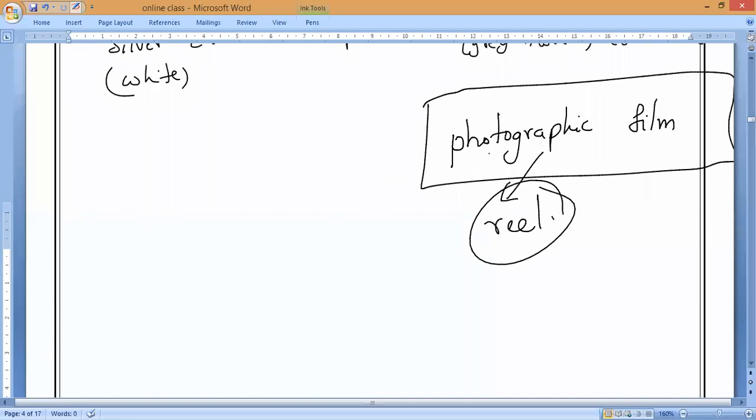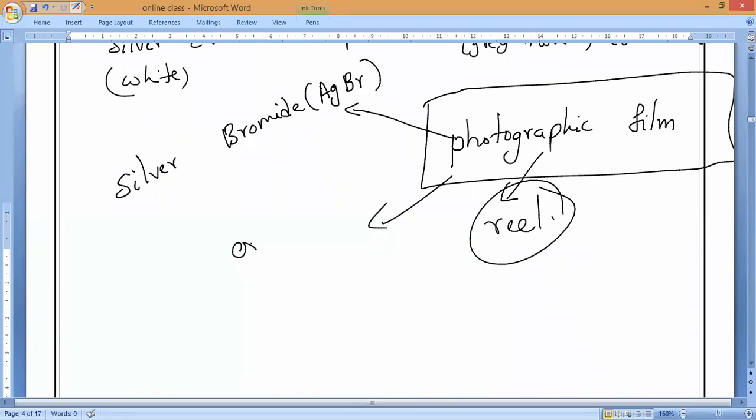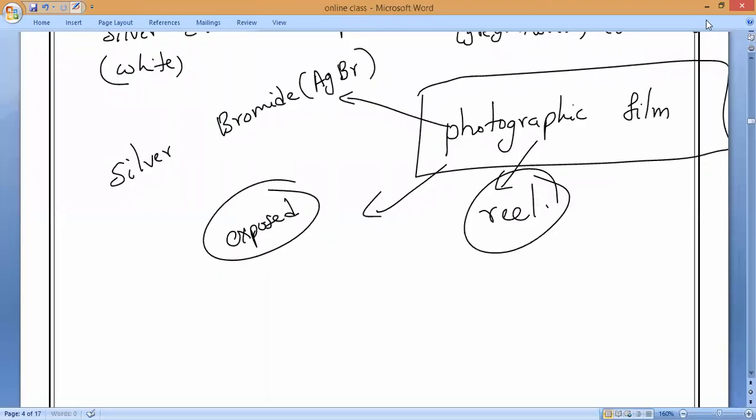So this photographic film, usually it is coated with silver bromide. It is coated with what, guys? Silver bromide. Very, very important. Photographic film is basically coated with silver bromide. So once this reel is exposed to the sunlight, then what will happen, guys? Not photosynthesis. Photolysis will take place. So that is why it will turn into silver plus bromine gas.